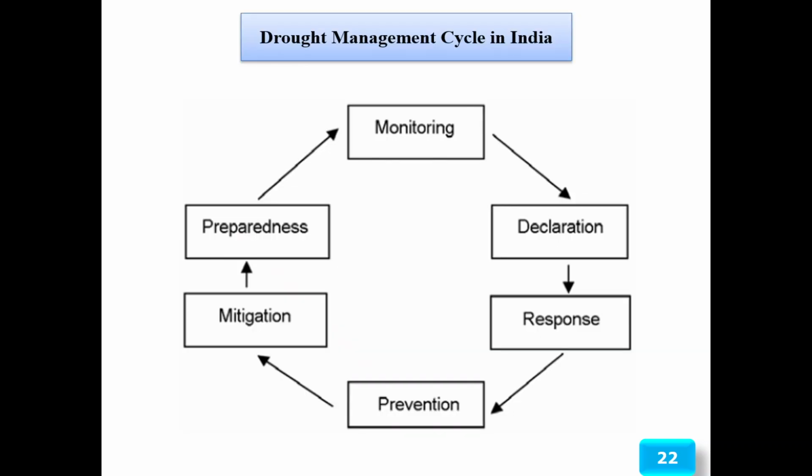So the drought management cycle in India: first they should monitor. If there is any problem, they need to make a declaration. After declaration, they need to respond. Before the problem, we have to make prevention. For prevention through mitigation, we have to identify and then give the solution, like preparedness. Then again it becomes a cycle, and monitoring will start again.